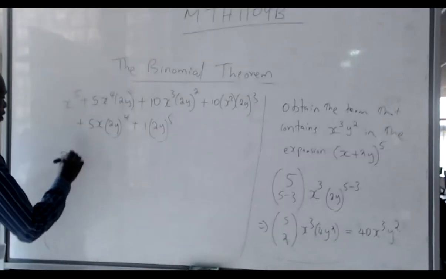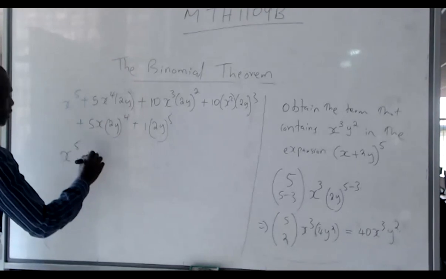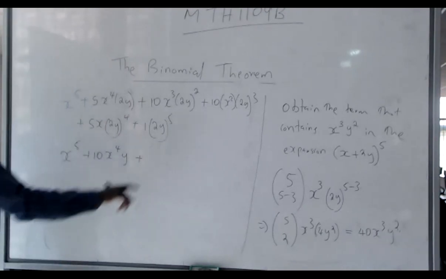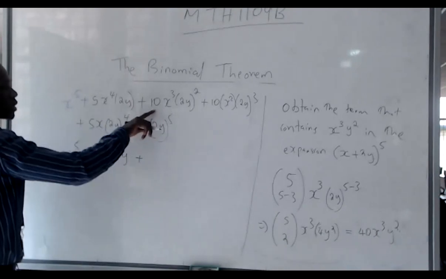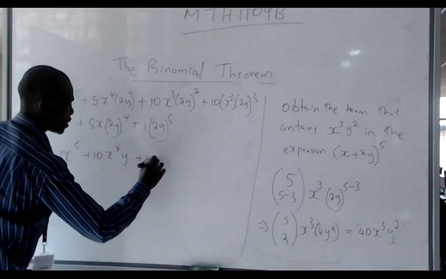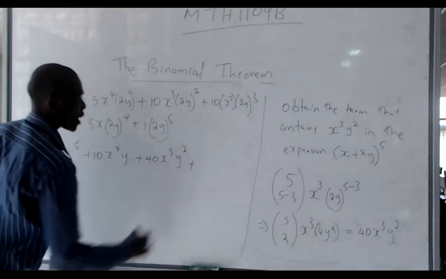So this is going to be x to the 5 plus 2 times 5 is 10. So this is 10 x to the 4 y plus. There's a 2 squared somewhere times 10. That gives you 40. So this is 40 x cubed y squared plus.